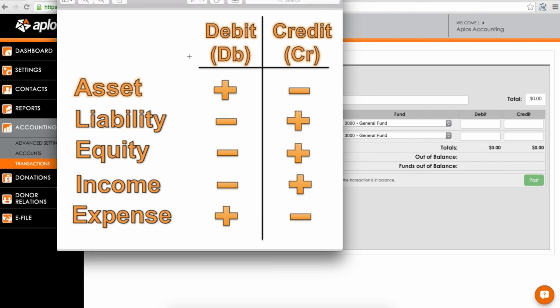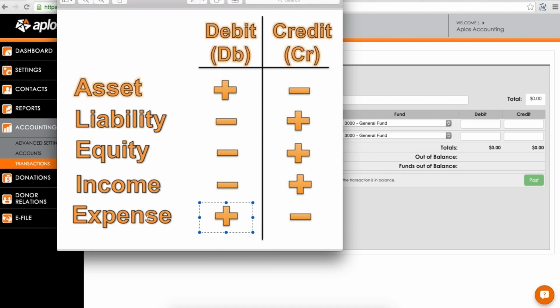So let's run through an example. So let's say that you are recording that Best Buy purchase, okay? So I'm going to go to Best Buy, spend $50. I'm using an expense account for office supplies. There's my expense account. I'm going to record this. I am increasing my expense account, which means I'm adding value to my expense account. So I'm increasing that, which is done through a debit to my expense account.